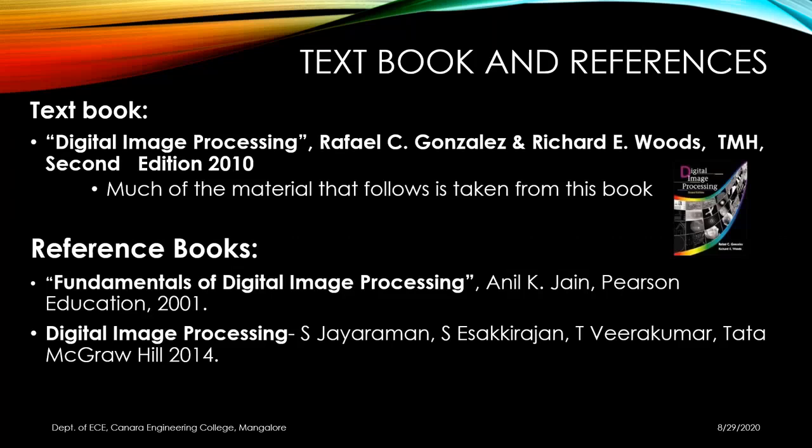Textbook and references for the course. The main textbook is Digital Image Processing by Rafael C. Gonzalez and Richard E. Woods, 2nd edition 2010, published by Tata McGraw-Hill. Most of the material which follows in this course is taken from this textbook. The reference books are, first, Fundamentals of Digital Image Processing by A.K. Jain, Pearson Education 2001 edition, and Digital Image Processing, Jayaraman, Esakirajan and Veerakumar, Tata McGraw-Hill 2014 edition. So these are the textbook and reference books.